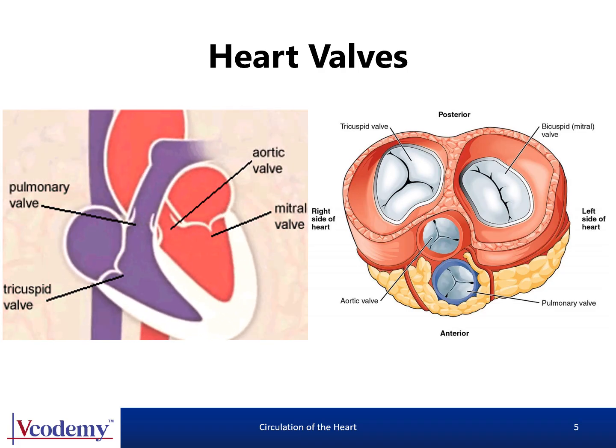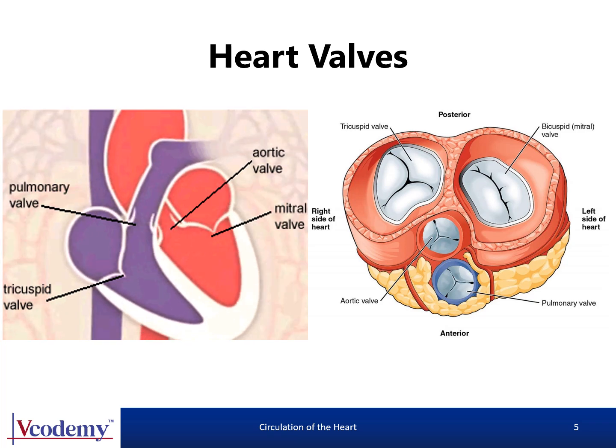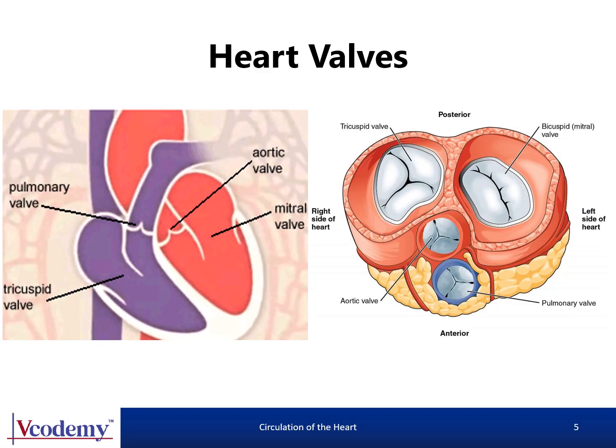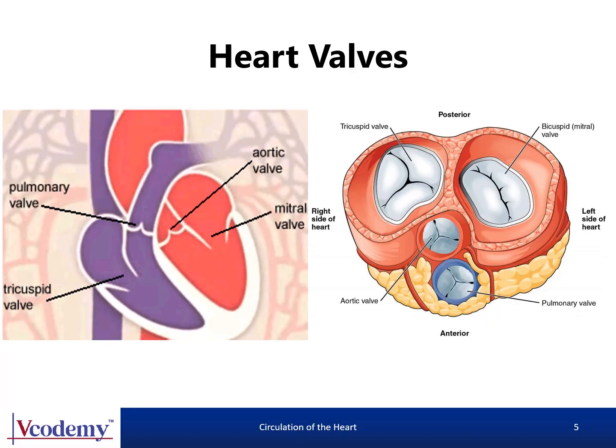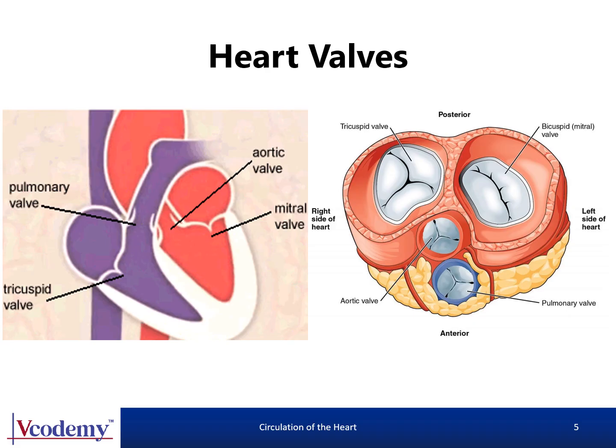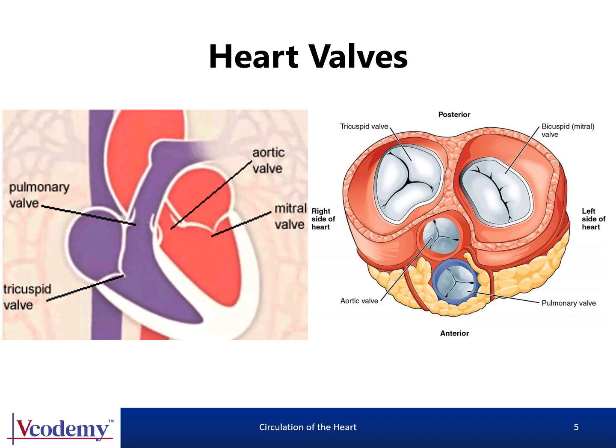So tricuspid valve, located between the right atrium and the right ventricle. This has three leaflets. Pulmonary valve, located between the right ventricle and the pulmonary artery leading to the lungs. Mitral bicuspid valve, bicuspid is only two leaflets, so it's called bicuspid. Located between the left atrium and the left ventricle, has two leaflets. Aortic valve, located between the left ventricle and the aorta, sending the blood throughout the body.